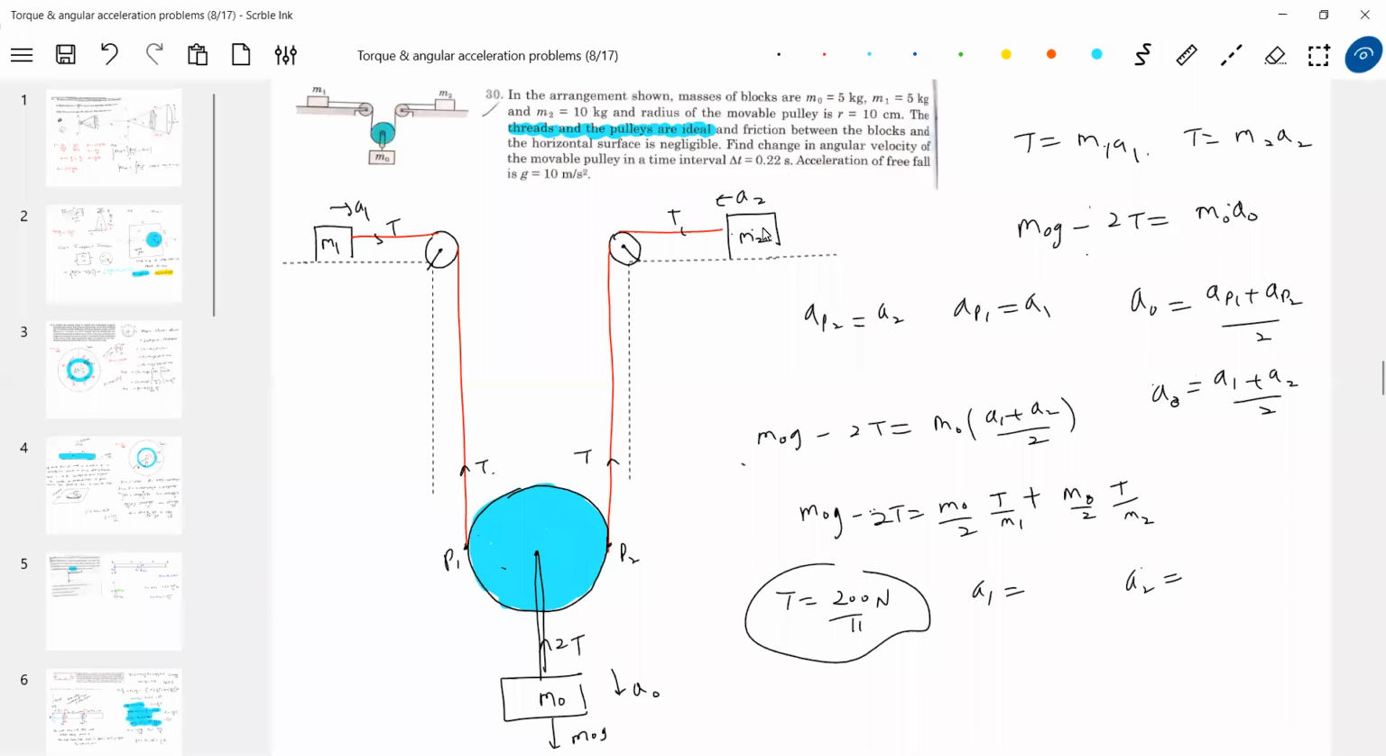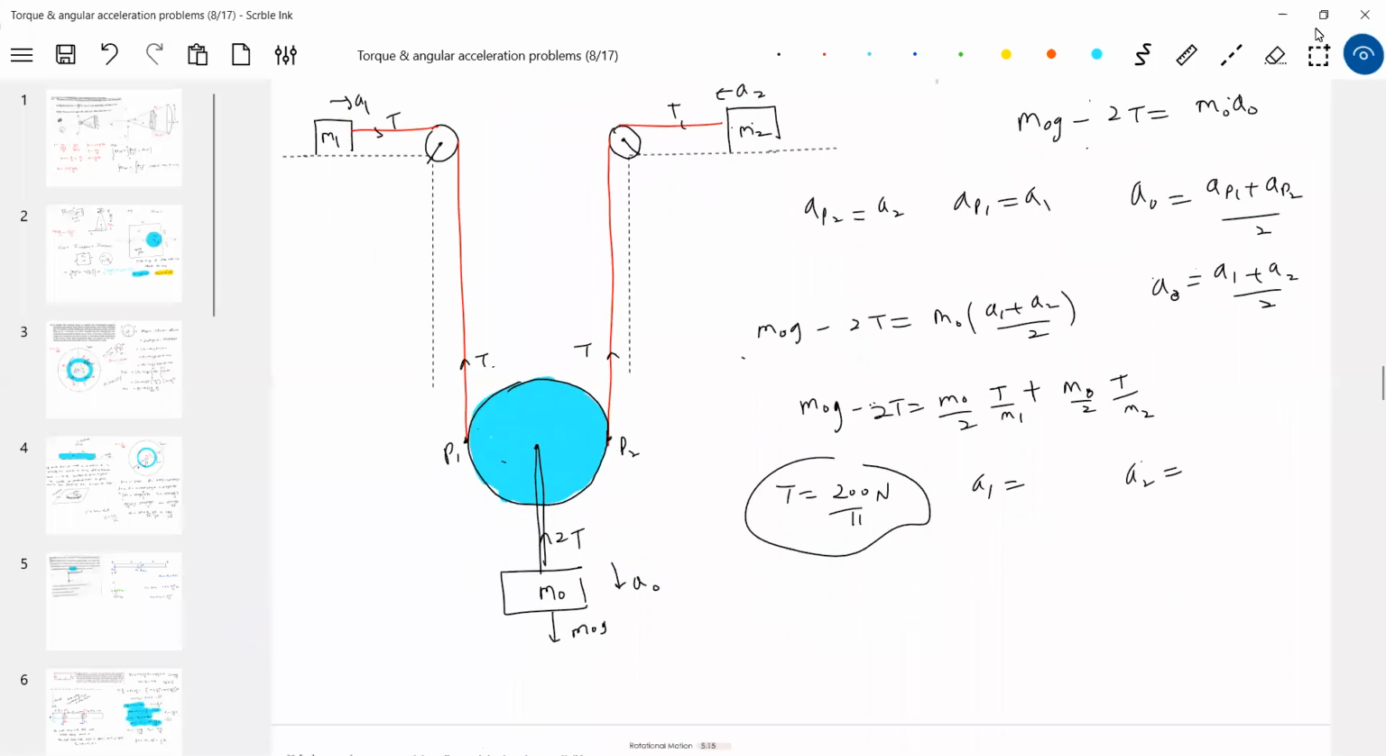It will be spinning. Why is it spinning? Because look at this acceleration. The acceleration of this end is A1, this end is A2. So if you look at the pulley, let's focus only on the pulley now. The pulley is there. This point has acceleration AP1. This point has acceleration AP2 and it is rotating.